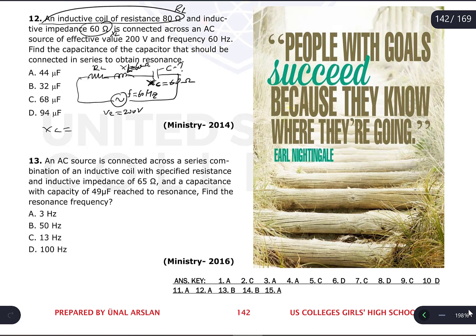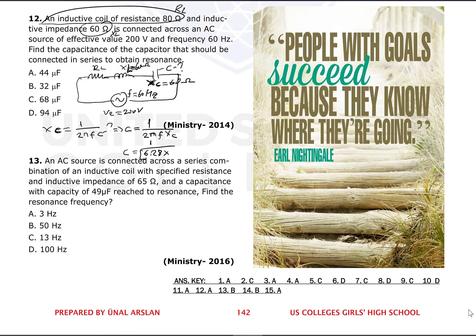XC is equal to 1 over 2 pi f C. Because I will calculate C, I will exchange by cross product XC and C. Then my equation will change to C is equal to 1 over 2 pi f XC. After that, insert the numbers. 2 pi is 6.28. F is given in the question as 60 Hertz. XC is equal to XL, which is 60 ohm.